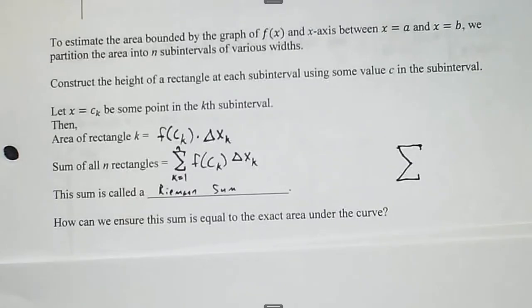This is what Riemann realizes. We can actually find the exact area under this curve. And you could think of it in calculus terms, or you can just think of it in everyday language. What would we need?